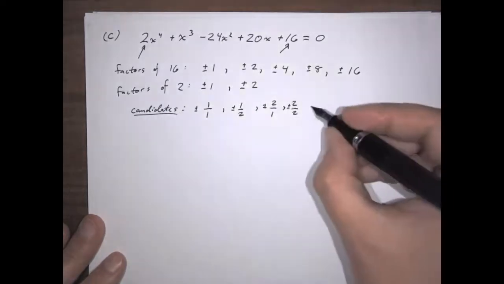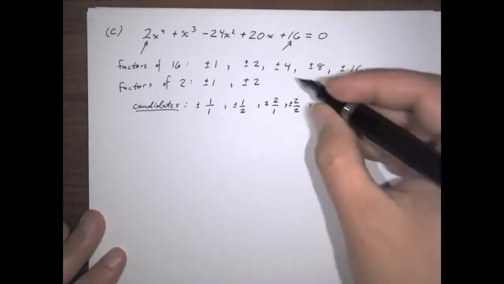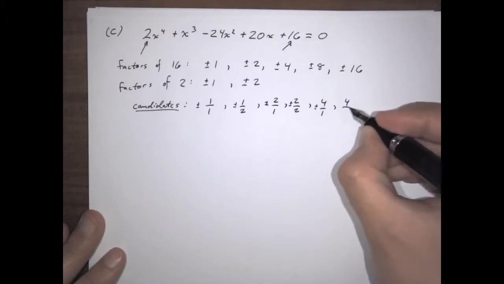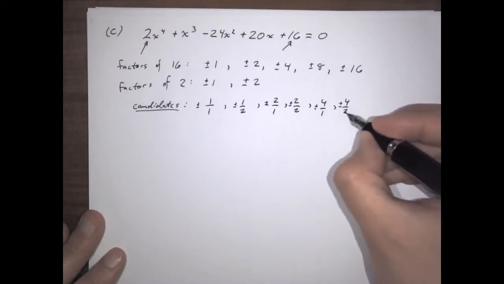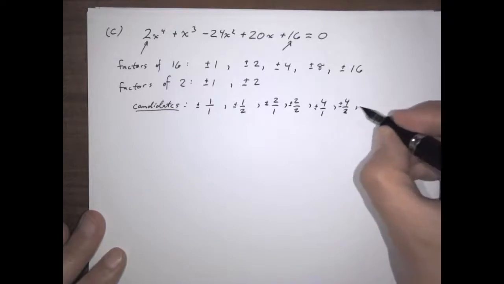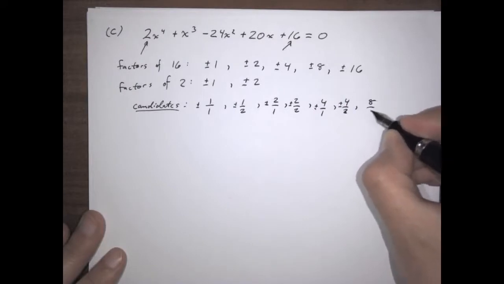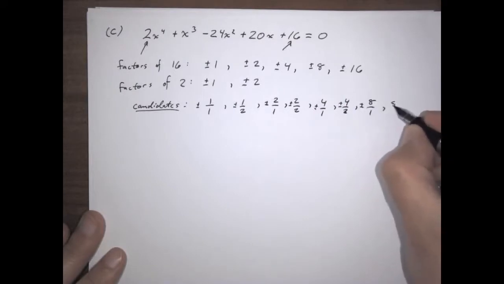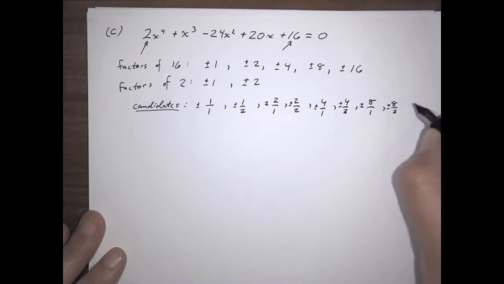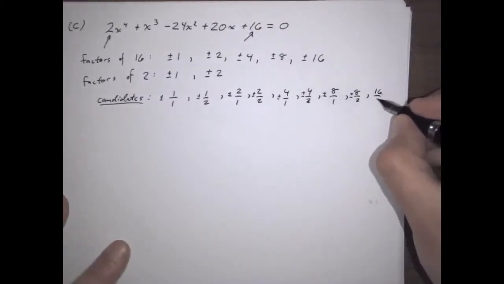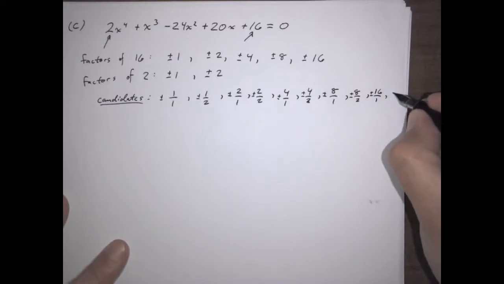So notice those are the same. 4 over 1 plus minus 4 over 2 plus minus. But if we reduce that, that's the same as that one. We've got 8 over 1 plus minus, we've got 8 over 2 plus minus. So notice that's the same as 4 over 1. And then we've got finally 16 over 1 plus minus and 16 over 2 plus minus.